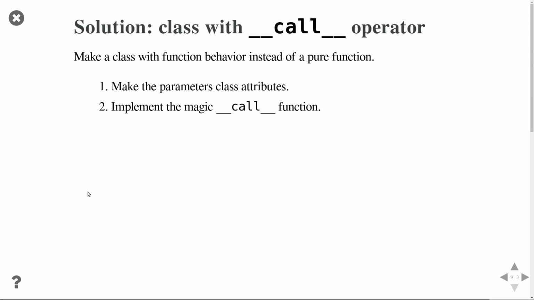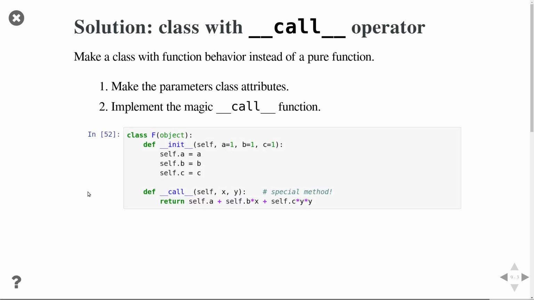So of course the solution is to make a class and to implement a magic function. And the magic function that we implement is the call operator, because that will make the class object behave just like a normal function. Okay? So let's see how that works.